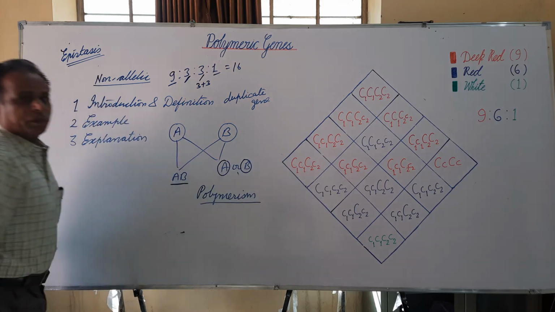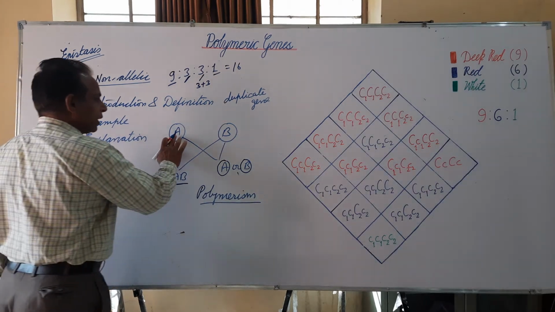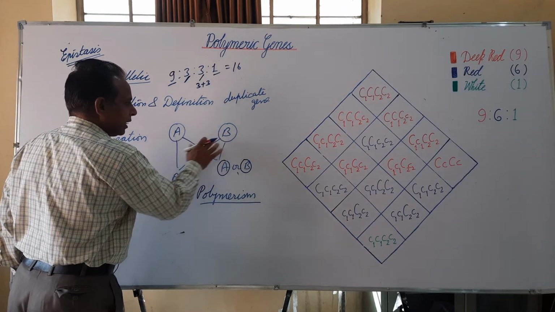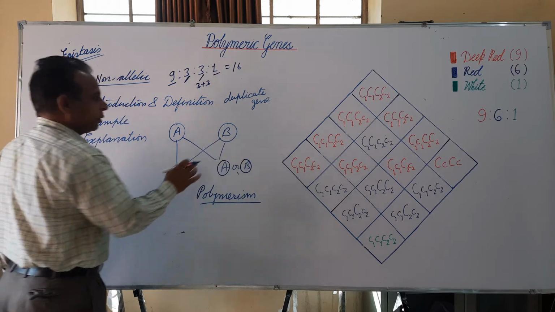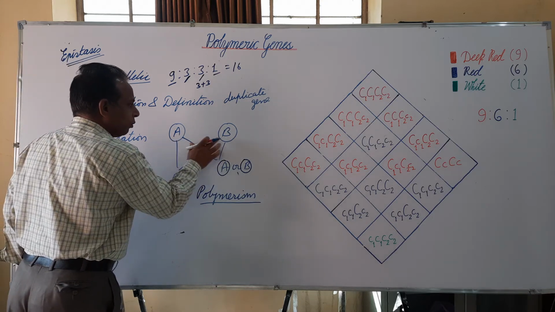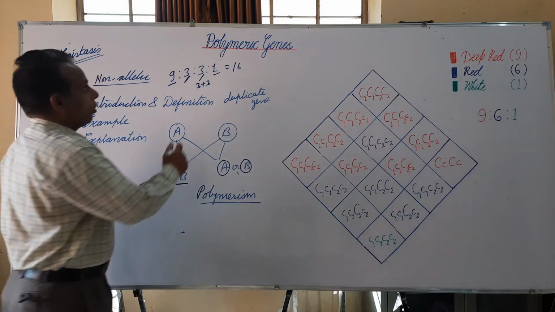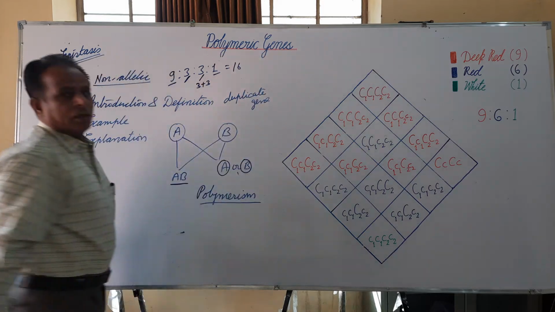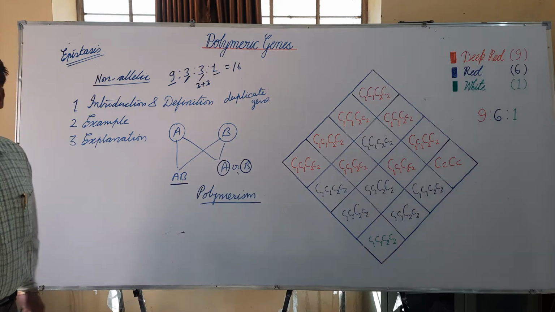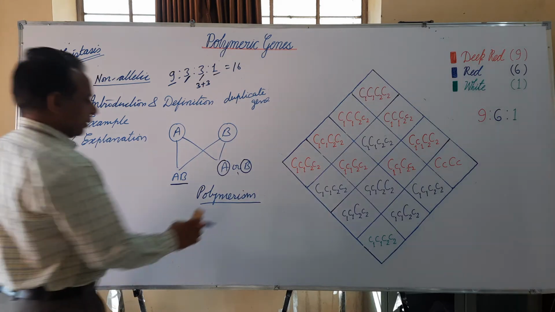Polymerism is due to the addition of the effect of A and B when they are present together, or due to the additive or cumulative effect of A and B. So, these polymeric genes are also known as additive genes.